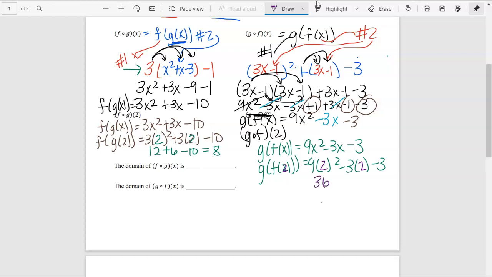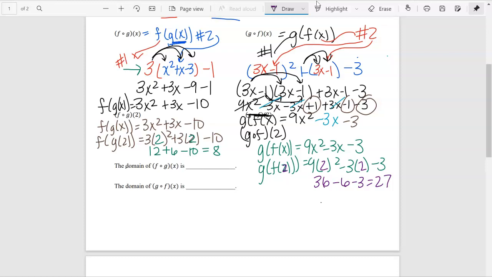This is going to be 36 minus 6 minus 3, which gives us 27. I'm not going to go back to the graphing calculator for this one, but if I was going to, I would plug in this top one because I feel like I didn't make any mistakes here. And then on my table, I would look for 2, and it should give me 27.